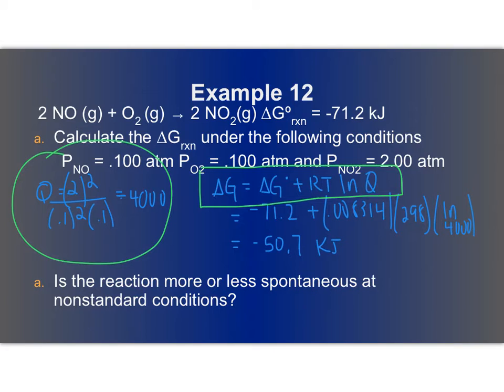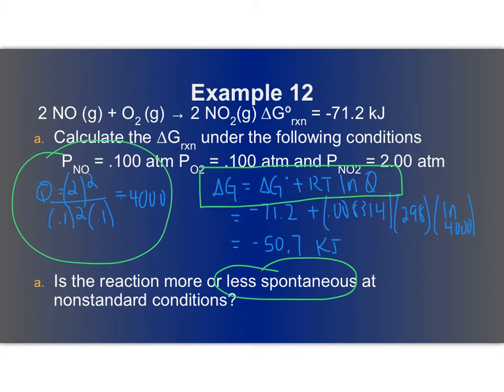Remember that if the absolute value of delta G is less than delta G standard, that means that the reaction would be less spontaneous at non-standard conditions.